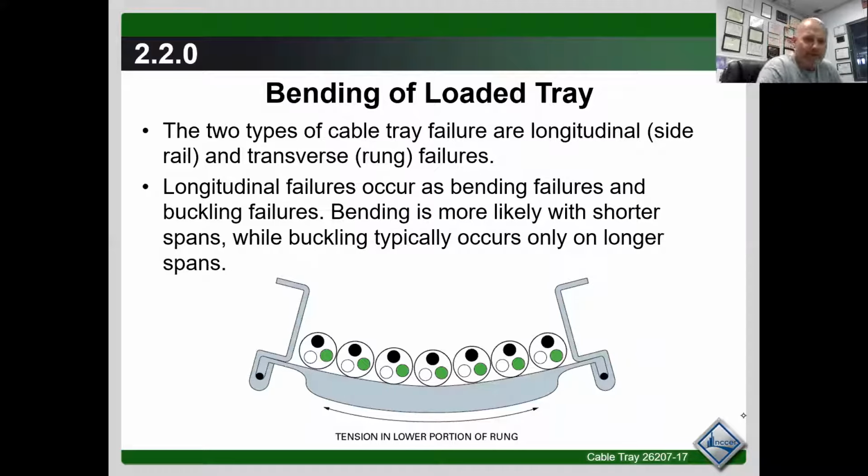Two types of cable tray failures, obviously, are longitudinal and transverse. Longitudinal failure occurs in bending failures and buckling failures. Bending is more likely on shorter spans, while buckling occurs over long spans.